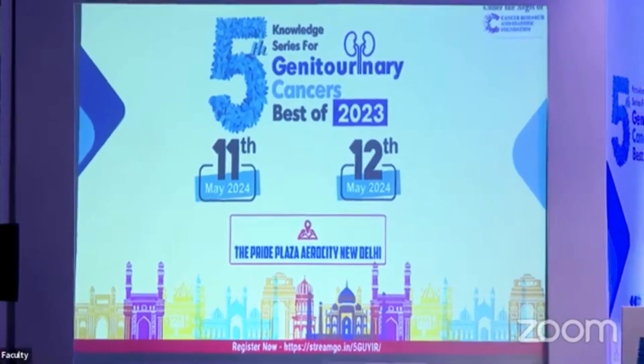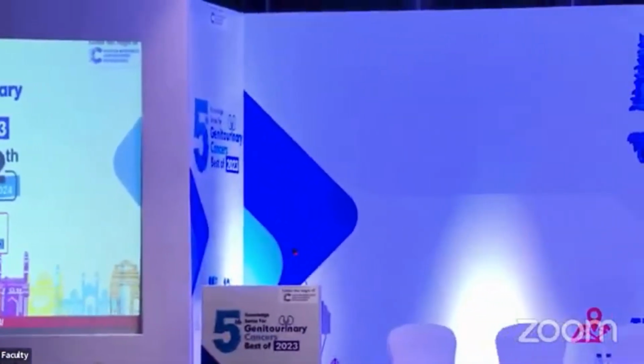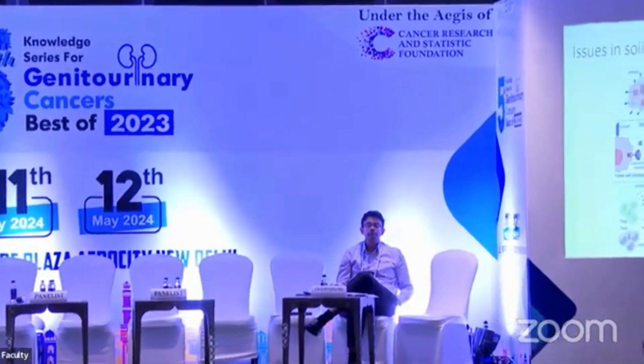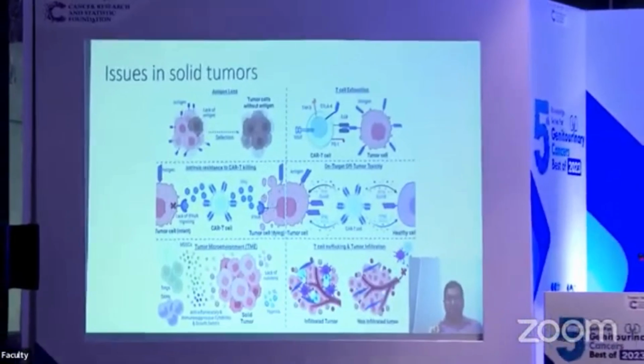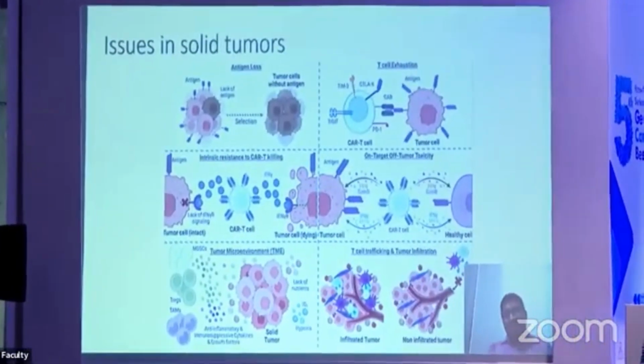Now, these are the issues in solid tumors. Today we are talking about solid tumors. A, there can be loss of antigen. So if the tumor-associated antigen is lost, the CAR-T cannot act. There can be T cell exhaustion. There can be intrinsic resistance to CAR-T.